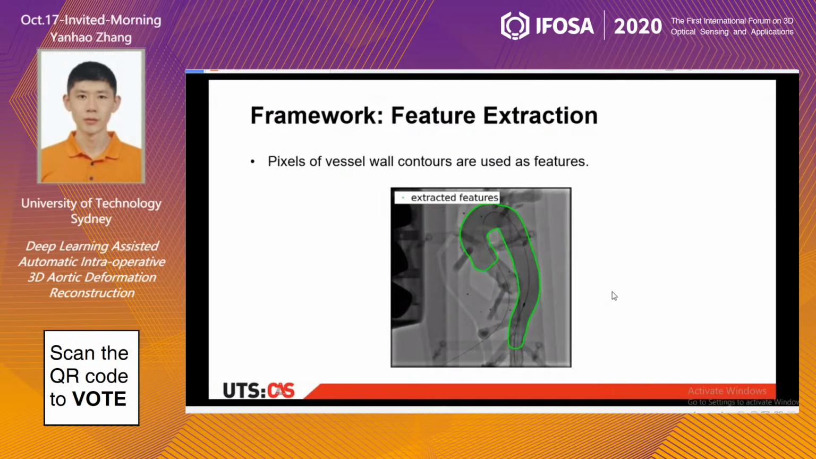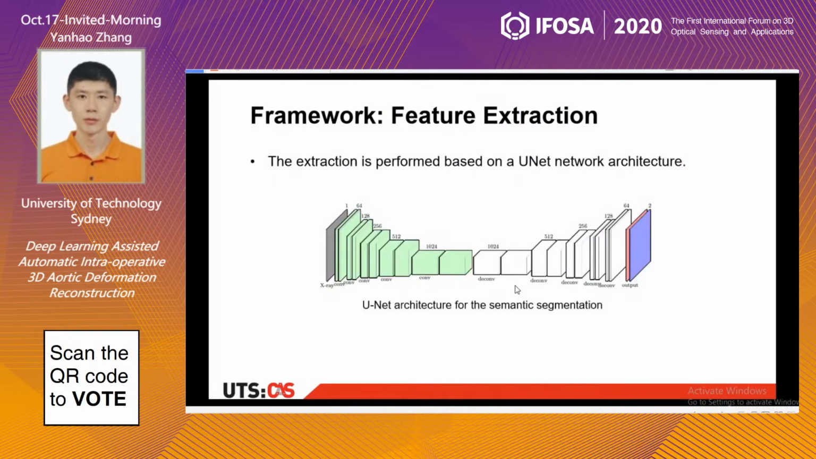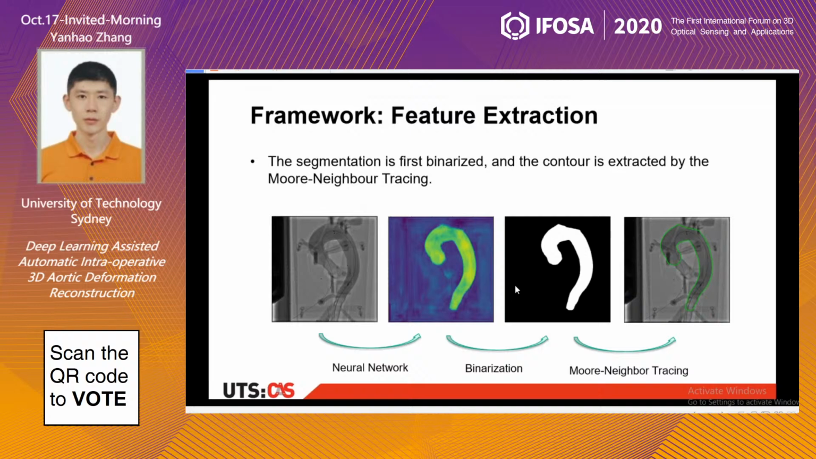Because the X-ray image is a bit different from the normal image, we find that using pixels of vessel wall contours is a good way. So we use these contours from the image as the features. And to extract those features, we use a neural network architecture. After training the neural network, this is the result. The second figure is the result from the neural network. We binarize the result, and then the contour can be easily extracted using a Moore neighborhood tracing method.